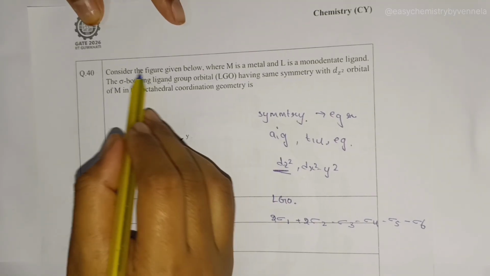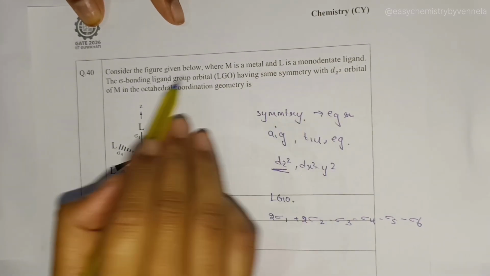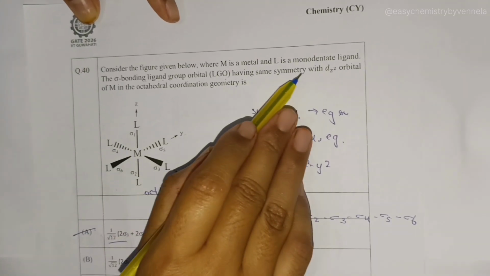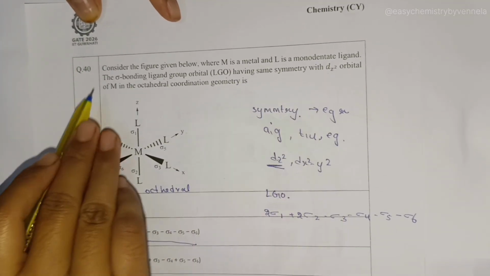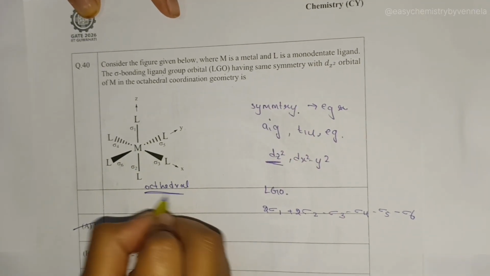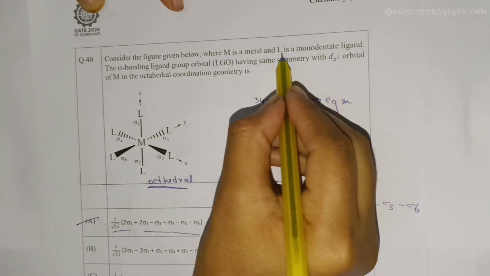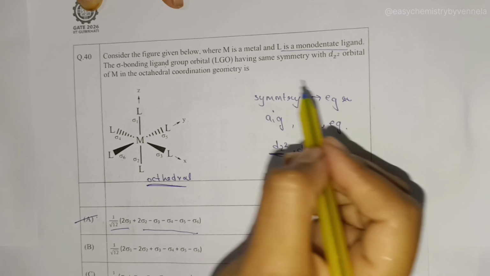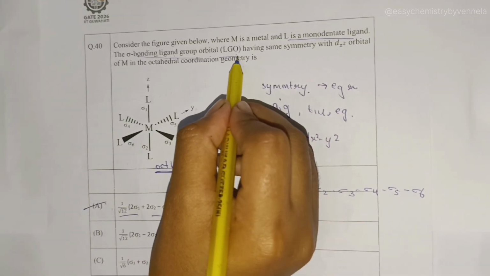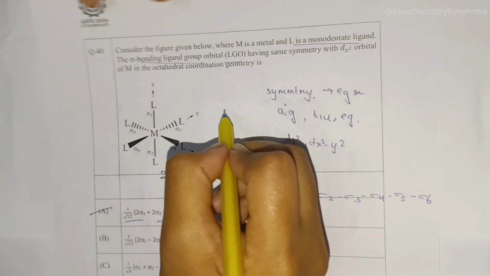The next question is: consider the figure given below where M is metal and L is monodentate ligand. The sigma bonding ligand group orbital, LGO, having the same symmetry with the dz square orbital of M in the octahedral coordination geometry is. It is the octahedral structure. L is a monodentate ligand, already given.